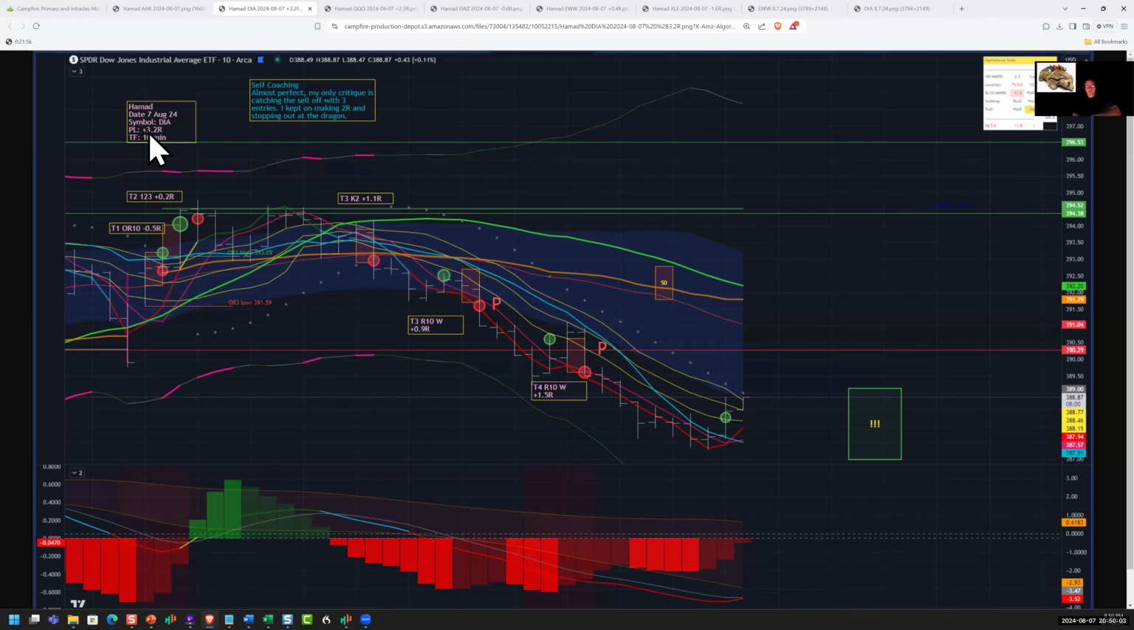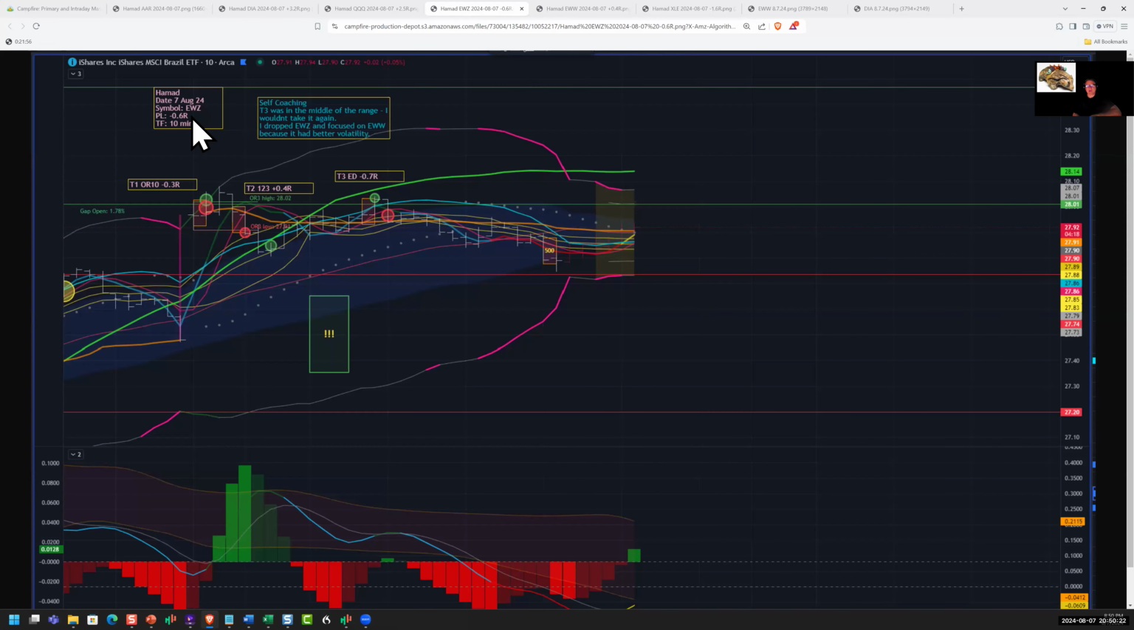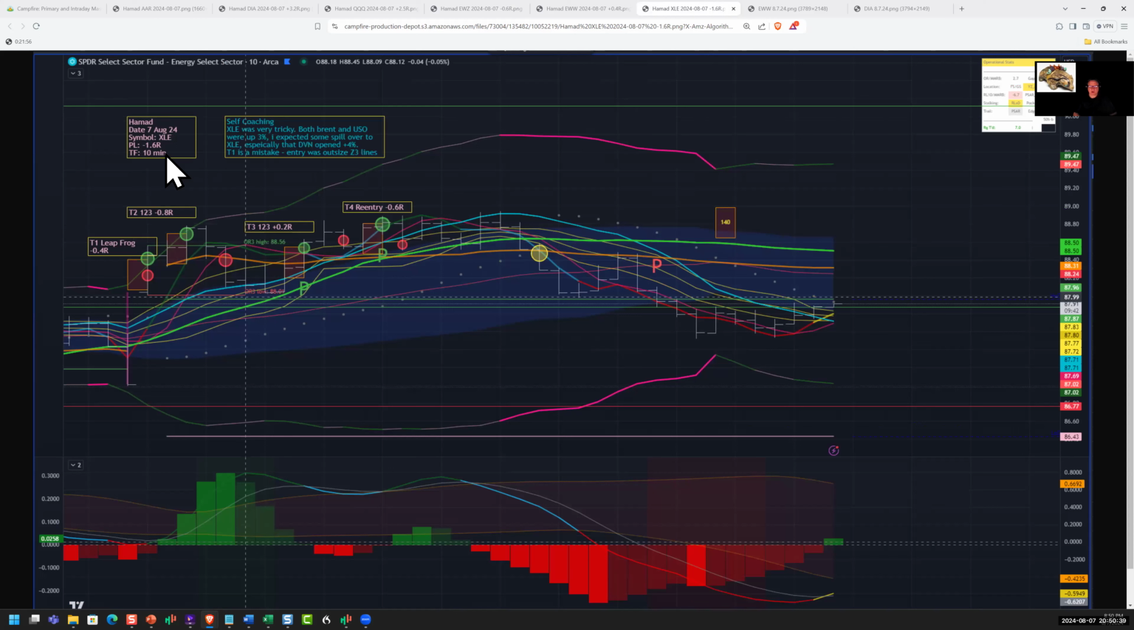Here's 3.2 in DIA, catching the big wave. Here's 2.5 in the Qs, catching the big wave, and that's missing this entire leg down. Minus 0.6 in EWZ, kind of got ground up a little bit, no worries. Plus 0.4, that offsets it by getting realigned in EWW, but that wasn't much of a mover today. And then energy was minus 1.6, trying to make too much of this in here.